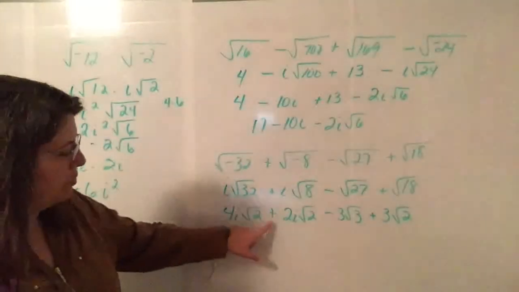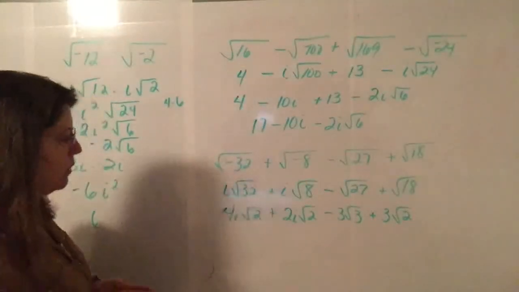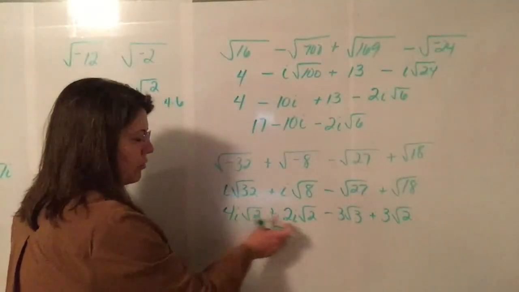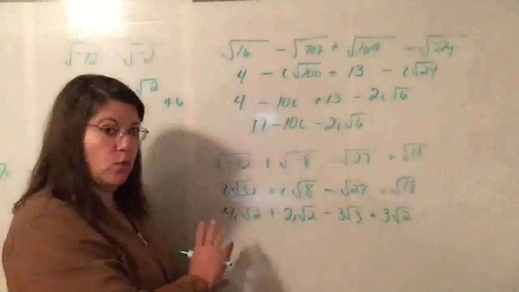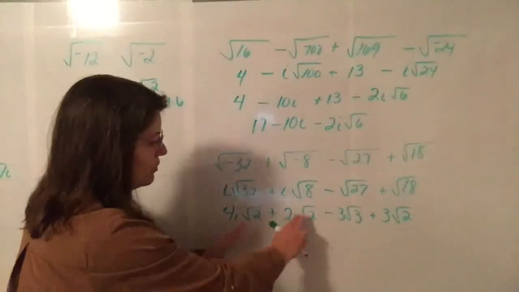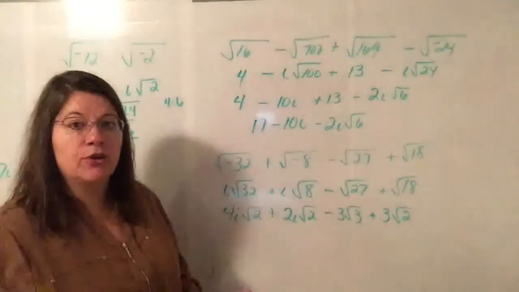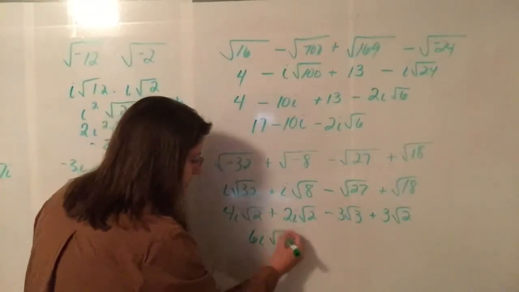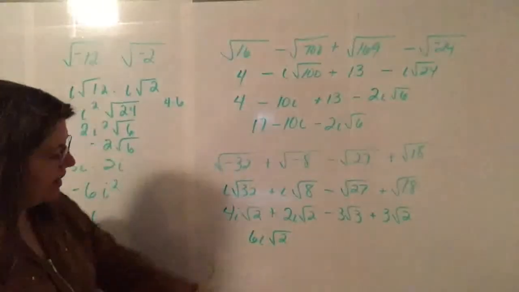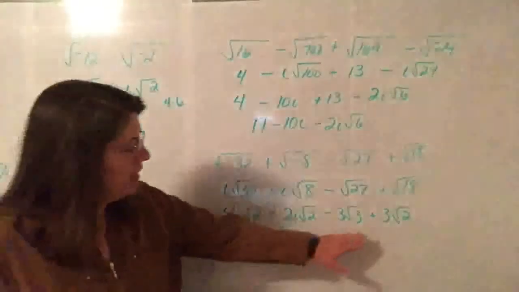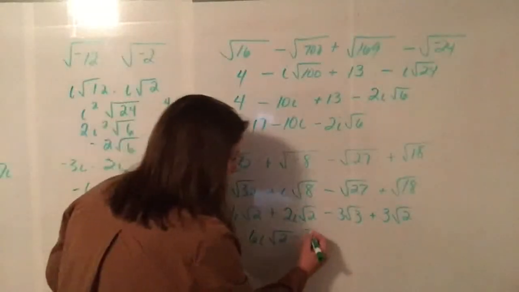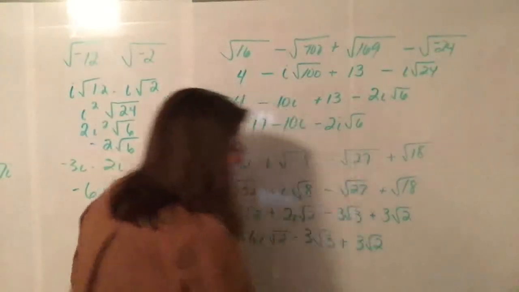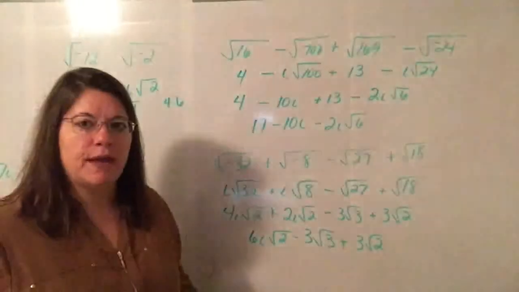4i square root of 2 plus 2i square root of 2. We're allowed to add those together because not only are the 4i and the 2i like terms, so are the square root of 2 and square root of 2. Remember, we can only add square roots together if the same number is underneath the square root. So we've got 4i plus 2i is 6i, and then the square root of 2 just comes over as a like term. And then here, there's nothing else we can do with those. So that's minus 3 square root of 3 plus 3 square root of 2. And that's all we can do with that problem.